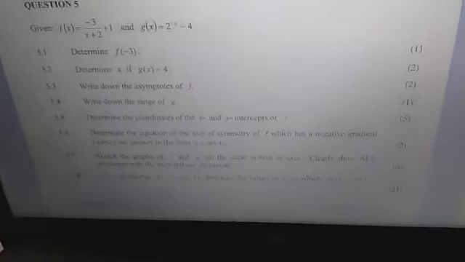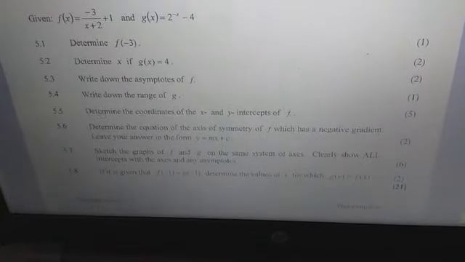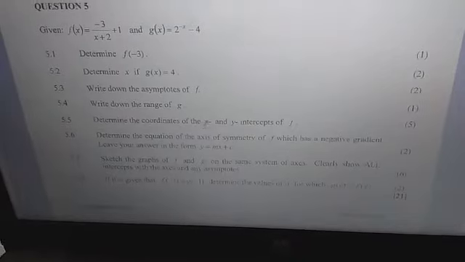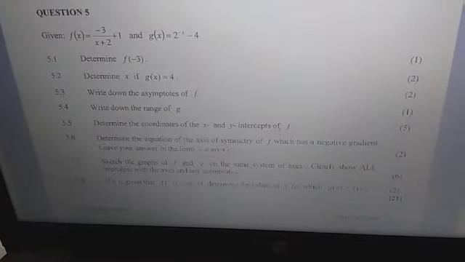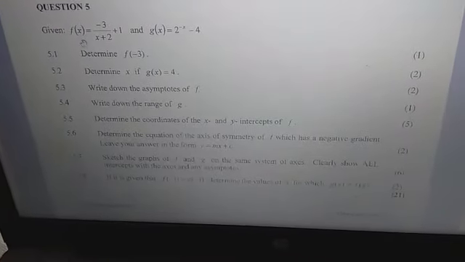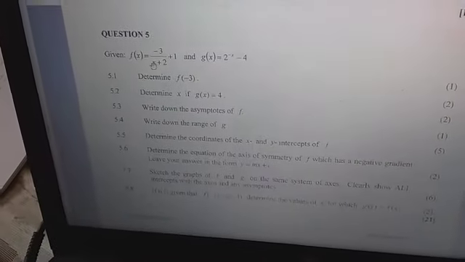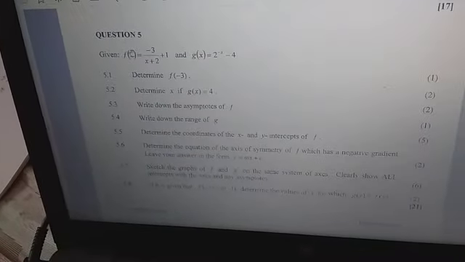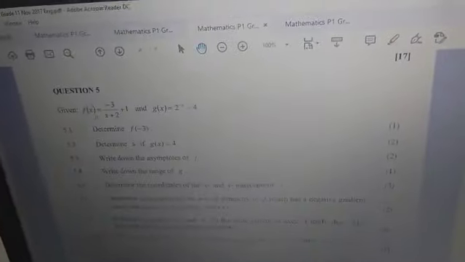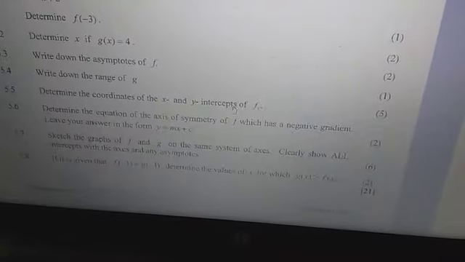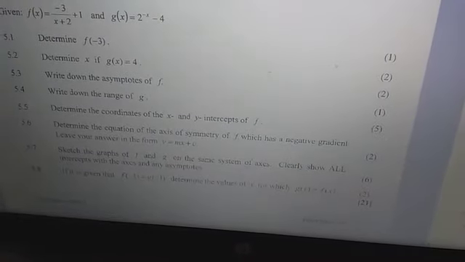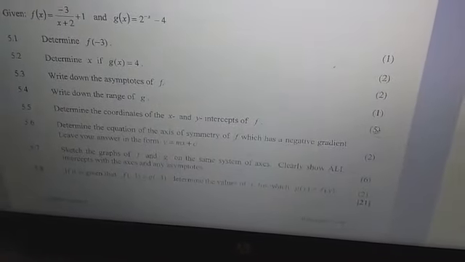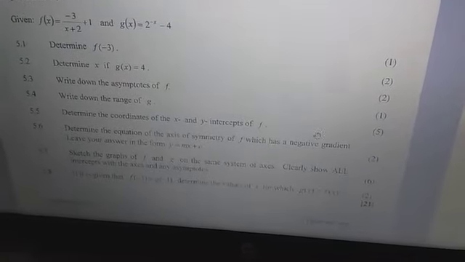5.5, determine the coordinates of the x and y intercept of g. For y, you simply put x be 0, and your answer would be whatever answer that you get. For the x intercept, y is going to be 0, and you solve for x. So those will be your values, and it's 5 marks. You have so many marks without any effort.